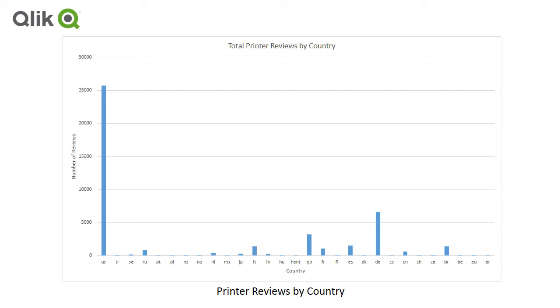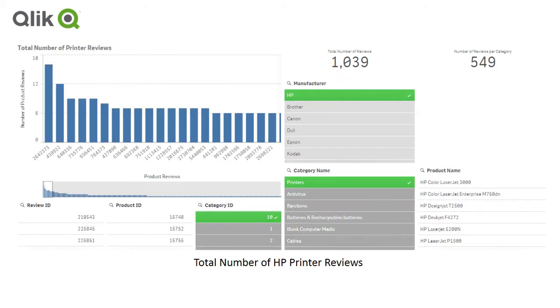If we were to approach this from a marketing perspective, we would be able to isolate the printer product category in order to determine how much user feedback was received within each country. In this instance, the US exhibited a high number of reviews, so we then drilled down further to determine how many reviews were specifically for HP printers. In this graph, we have now isolated HP printer reviews from other manufacturers.